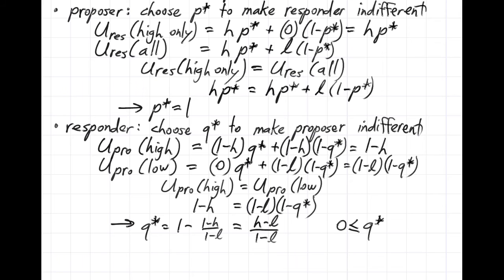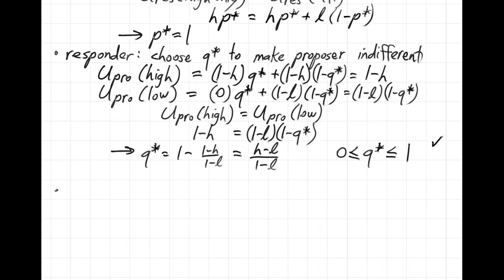And both of those conditions are already true, so Q star has to be bigger than 0. The second check is: is it smaller than or equal to 1? And as long as H is less than 1, then that's true as well, because then the numerator will be less than the denominator. So check. This is a probability.